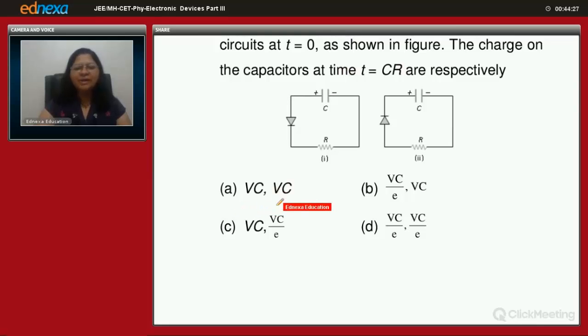So is it V into C, or VC? Second is VC upon e and VC. Third is VC upon e. And the fourth option is VC upon e and VC upon e.